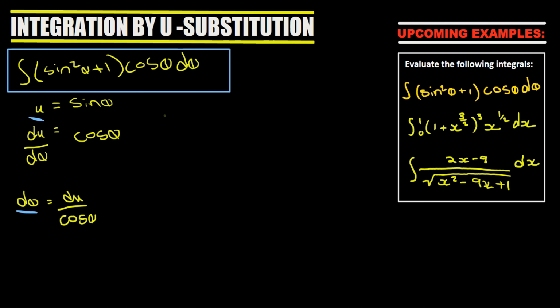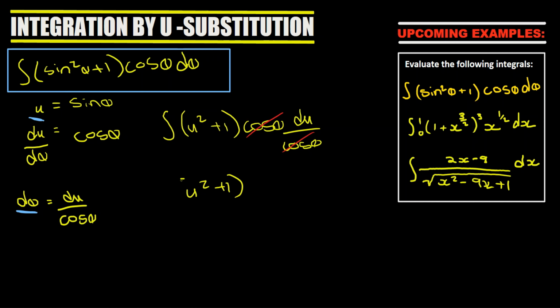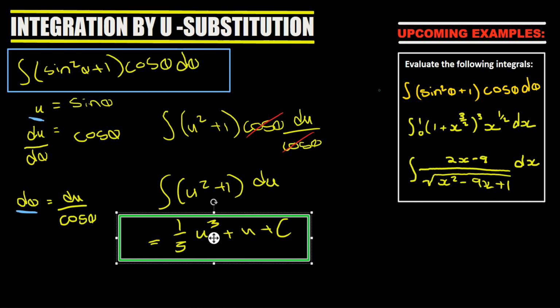Our equation then becomes the antiderivative of (u squared plus 1) multiplied by cos theta, and then we also multiply by d theta, which is equal to du over cos theta. By some convenience, these two cos thetas cancel each other out, and we are then left to find the antiderivative of u squared plus 1, which is equal to 1 over 3 u cubed plus u plus a constant. And that would be the answer to our first example.